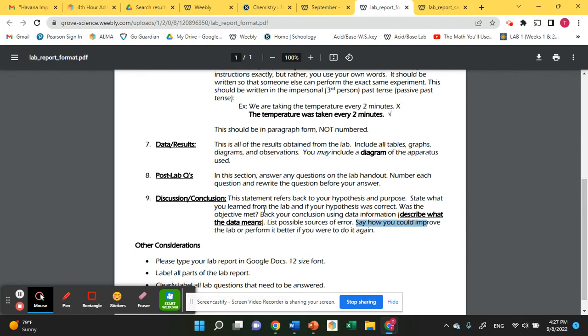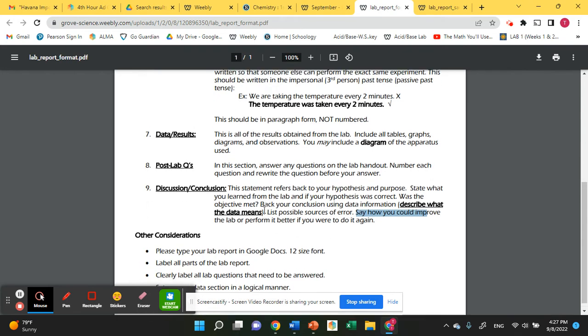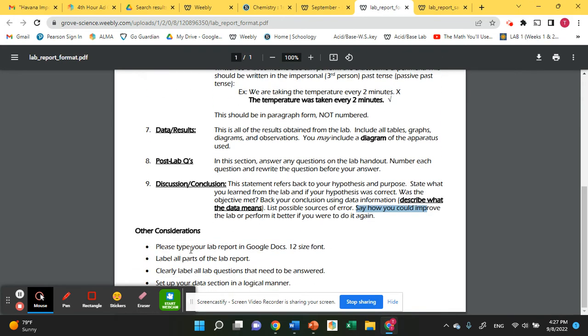That's where you're going to talk about it. Other considerations to take into account: please make sure this is in a Google Doc and 12 size font, because that's the perfect size. Label all parts of your lab report so I'm not confused which part's which. Label your lab questions and make sure they're all answered. And then set up your data section in a logical manner with your tables so I understand what's going on.